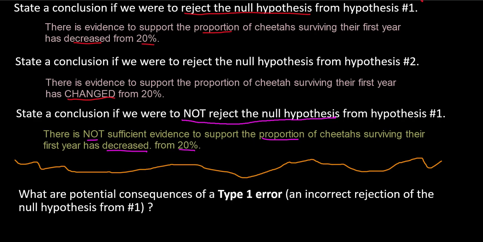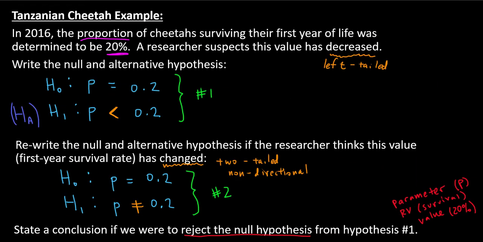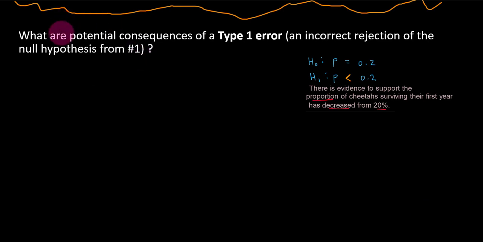So let's look at an example. In the previous video, we were looking at these cheetahs, and we established some hypotheses about their first-year survival. We're going to consider the consequences of type 1 and type 2 errors associated with this situation. Let's look at some of the potential consequences of a type 1 error when discussing this hypothesis from earlier.